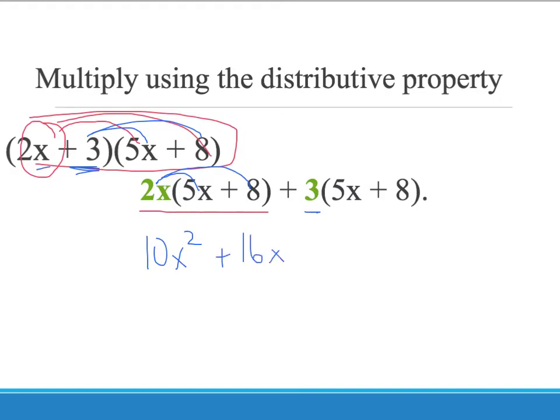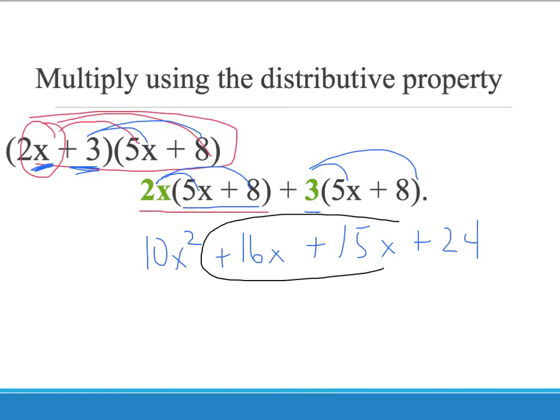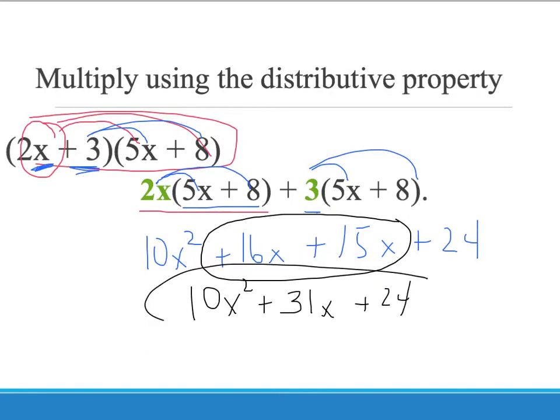So this first 2x that was out here, I multiplied with both. Then I add the 3, my second term, with both. So 3 times 5x is 15x. And 3 times 8 is 24. Okay, now I'm going to go ahead and combine together the x's. So now here I have 31x. That's the only one I can combine. 10x squared plus 31x plus 24 is your answer.